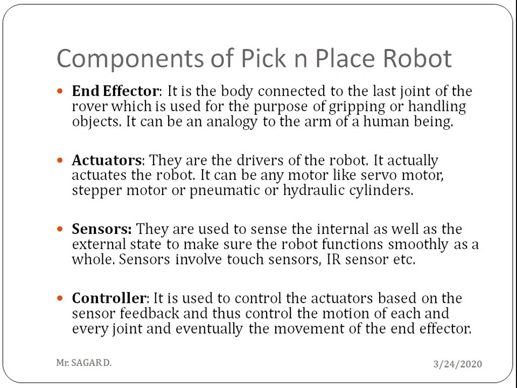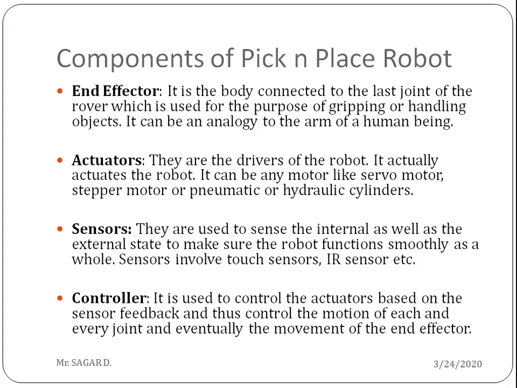And the second component of pick and place robo is actuator. Actuators are the drivers of the robo. It actually actuates the robo. It can be any motor like servo motor, stepper motor, pneumatic, hydraulic or electric motor, that works as an actuator. It is the part which is responsible for the movement of the robo.